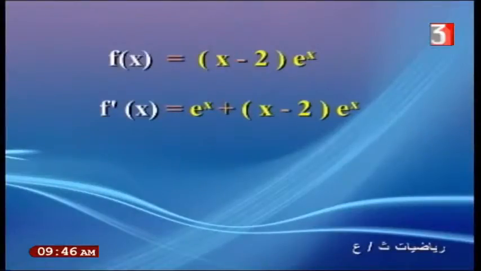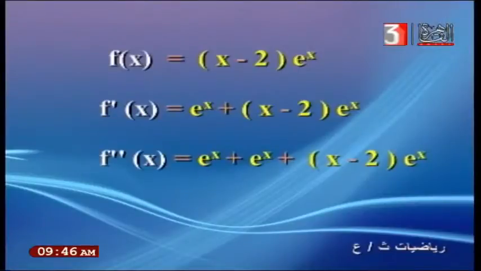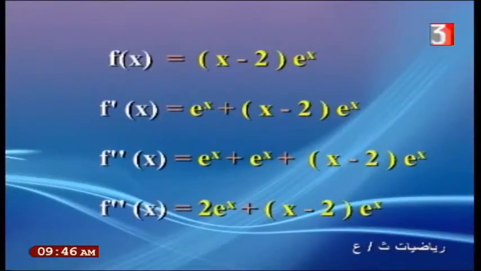Now we find f double dash x. The derivative of e power x is e power x, and the derivative of the product (x minus 2) multiplied by e power x is e power x plus (x minus 2) multiplied by e to the power x. Then f double dash x equals e power x plus e power x, which equals 2 e power x plus (x minus 2) multiplied by e to the power x.